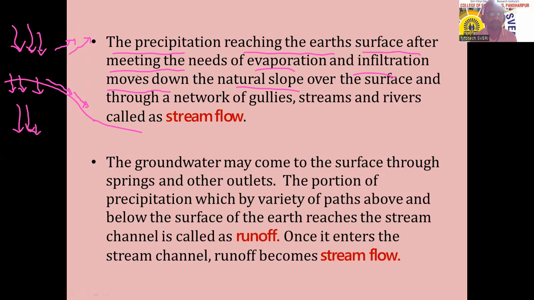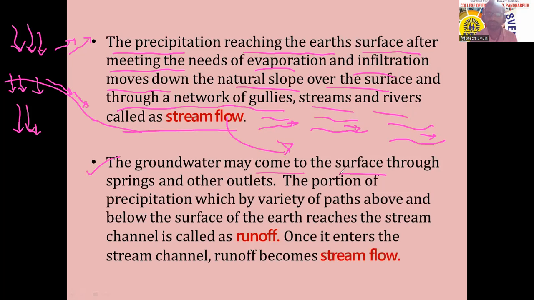Some amount of the water flows down the natural slope over the surface and through the network of gullies, streams, and rivers. This is called streamflow. The water flowing through gullies is a kind of flowing water. A stream is also a type of water flow, and a river is also a flow of water. All of these are called streamflow.